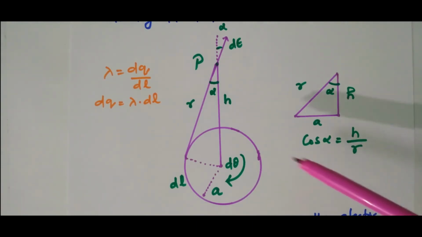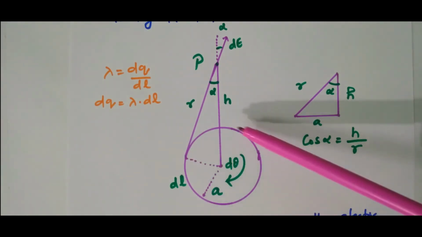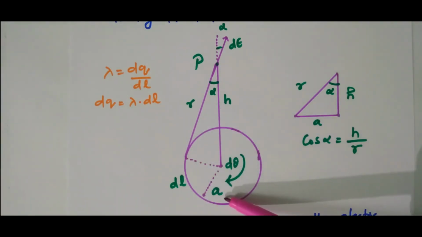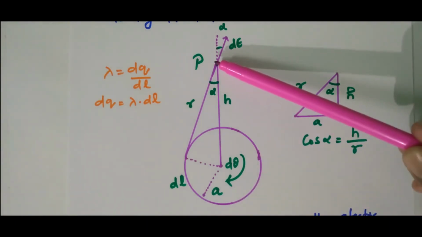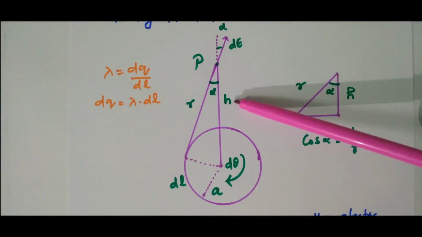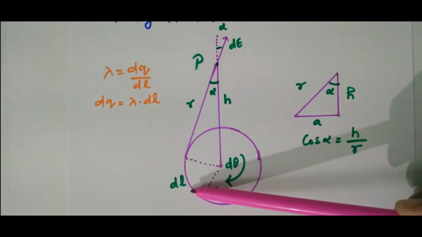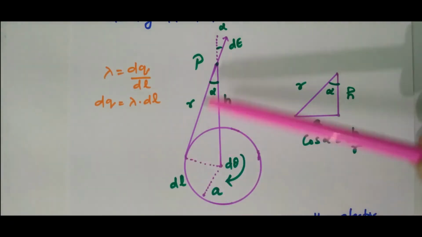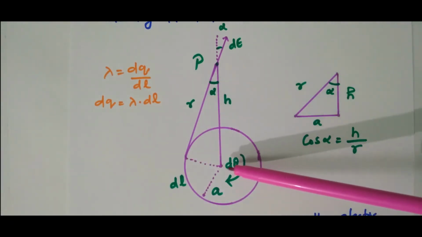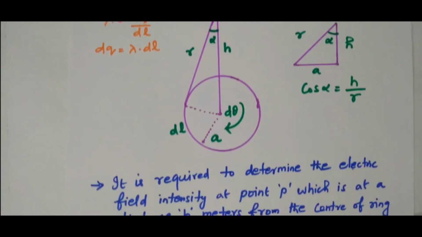One lengthy wire is available. The two ends of the lengthy wire are joined together to form the circular ring. The radius is a. Our aim is to find the electric field intensity at this point P, which is at a distance h meter from the center of the ring. We consider one small segment dl. The distance between these two is r meter. This triangle is drawn separately with an angle alpha. Now we'll see the description.